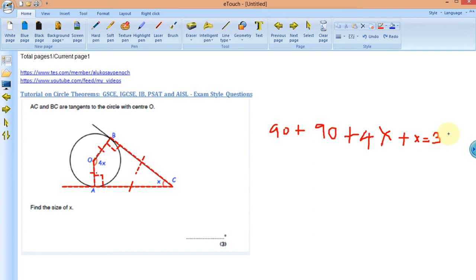Okay, so 90 plus 90 is 180. So the implication is that 4x plus x is 5x, and 360 minus 180 will give me 180. So 5x equals 180. Then x will be 180 divided by 5. So what is that, guys? 180 divided by 5 is 36. So x is 36.